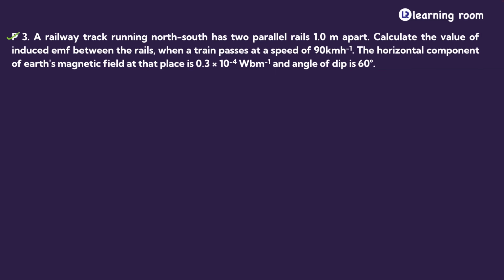A railway line running north to south has rails which are 1 meter apart. So the distance between the rails is 1 meter. Calculate the value of the induced EMF between the rails when a train passes at a speed of 90 kilometer per hour. The speed of the train is 90 kilometer per hour. This can be written as 90 into 5 divided by 18. So this 18 is going to cancel this 90 5 times. So it is 25 meter per second.